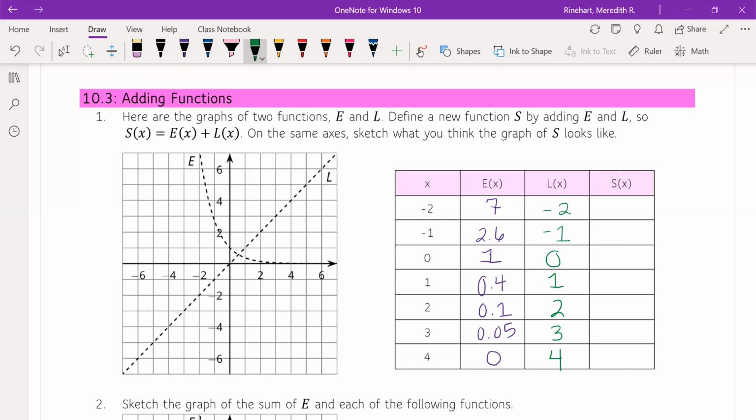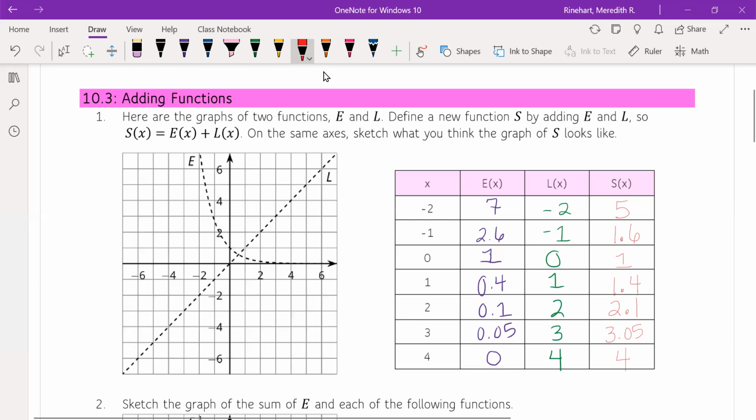So now, if we were to add our y values or combine our two columns, e of x and L of x, or think of it as adding the heights together, we would get a new function, s of x. 7 and -2 become 5. 2.6 plus -1 is 1.6. 1 plus 0 is 1. 0.4 plus 1 is 1.4. 0.1 plus 2 is 2.1. 3 plus 0.05 is 3.05. And 0 plus 4 is 4.